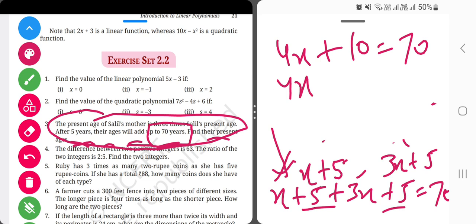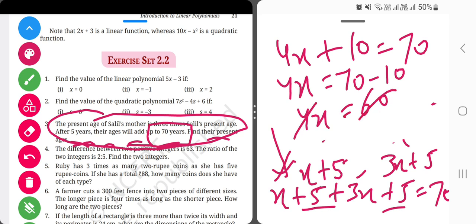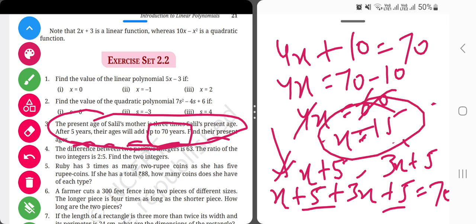We will solve this equation. 4x equals 70, and the plus 10 will go there as minus 10. So 4x is equal to 60, and that will become 15, right? So x is equal to 15. So the value of x is 15, and that was the age of Salil.